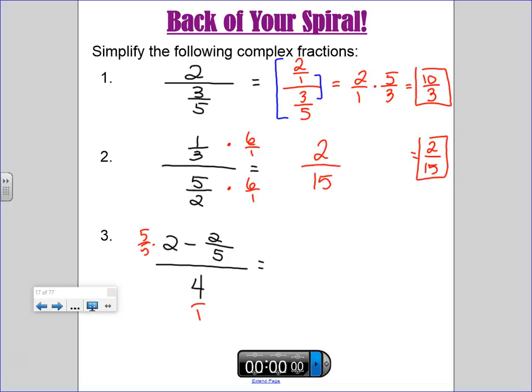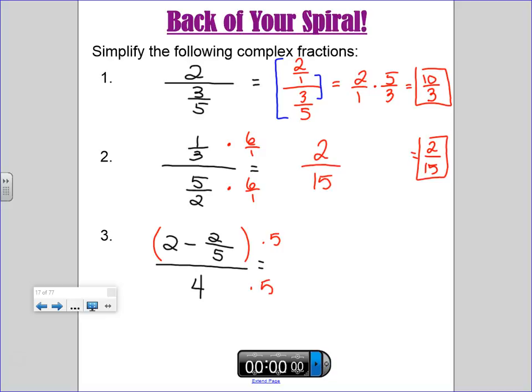However, what if we were to use my trick? My trick is multiply top and bottom by the common denominator. How many denominators within the complex fraction are there? Just 5, right? So my trick would be, okay, multiply top and bottom by 5.